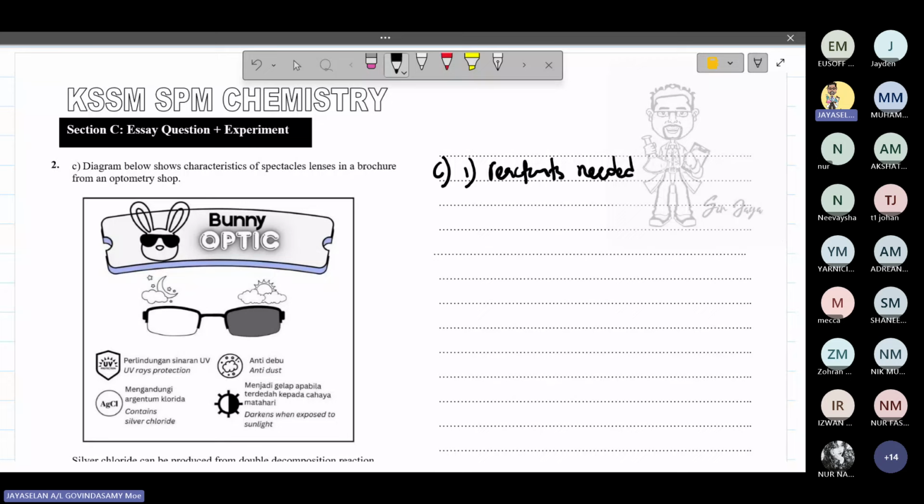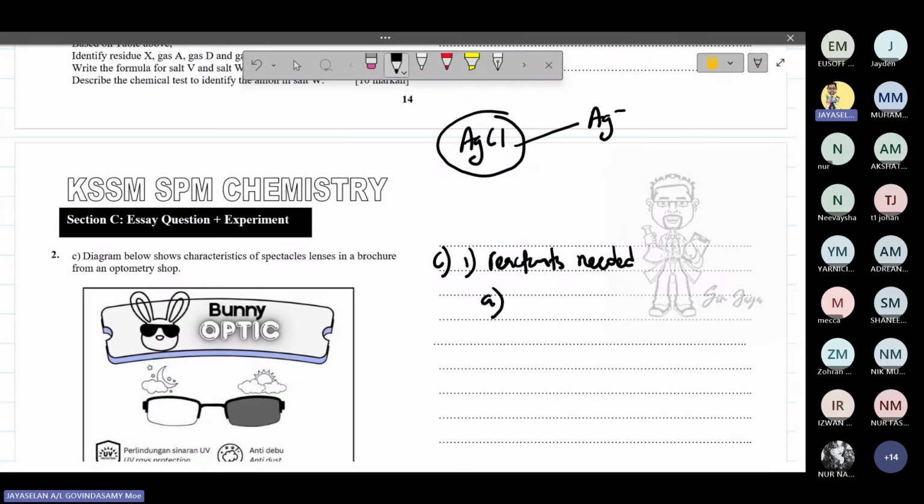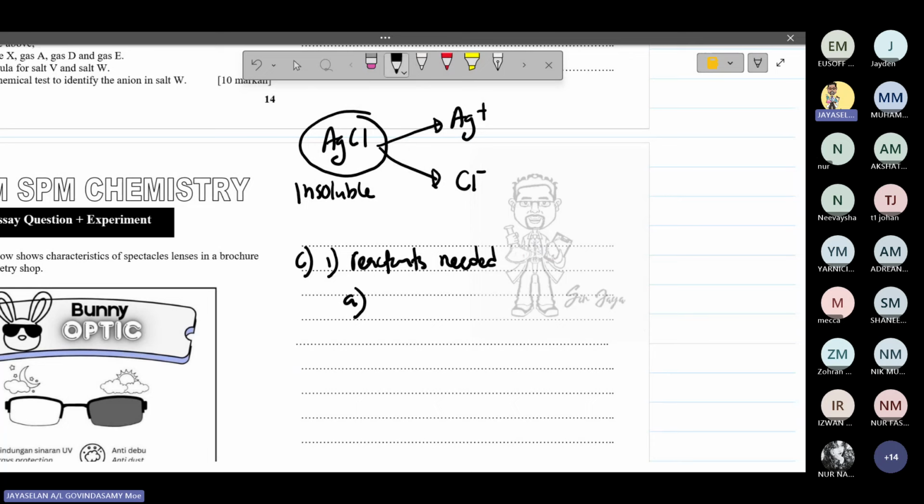So first point, the reactants needed. Number 1, A. So what I do, I want to produce silver chloride. I take out 2 ions, silver ion and chloride ion. Silver chloride is an insoluble salt, containing silver ion and chloride ion. Focus, memorize the first point of salt: K triple N. This must be memorized. Potassium ion, sodium ion, nitrate, ammonium ion. Ammonium ion, last one nitrate ion.